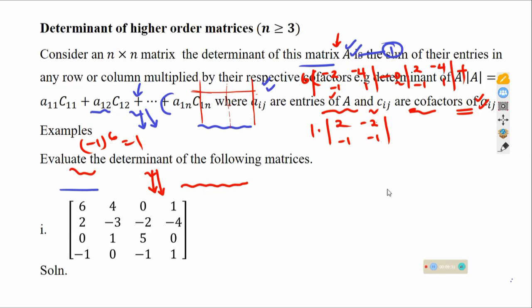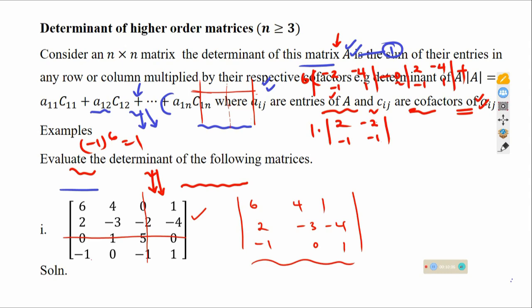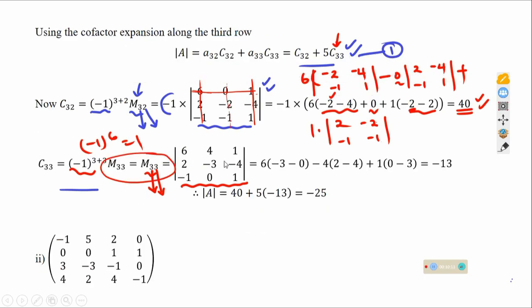When we look at the matrix here, this is our matrix. In this matrix, we are trying to eliminate the third row, this one here. We are trying to eliminate the third row and the third column. When you eliminate this, you remain with the determinant of 6, 4, 1, 2, negative 3, negative 4, then negative 1, 0, and 1. So this is the determinant that we are interested in. So when we get back, we can easily see that is what we are talking about here.